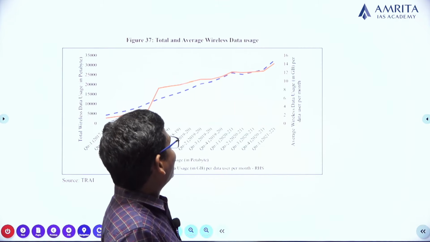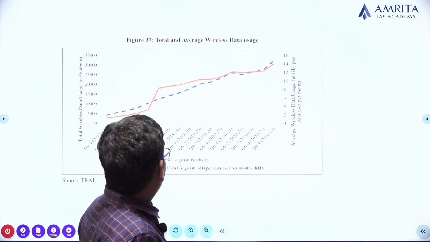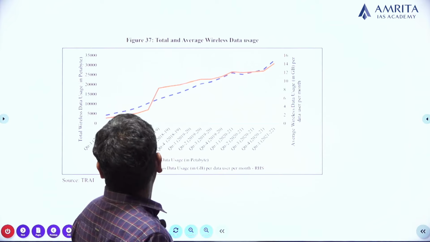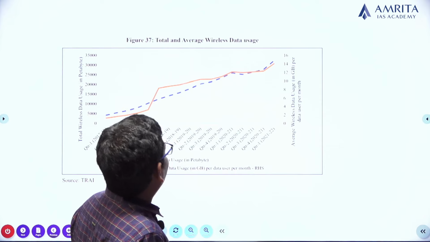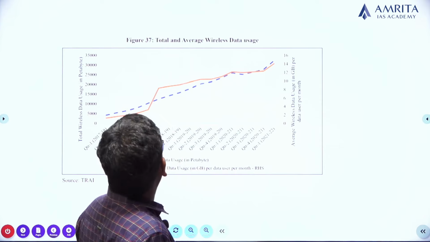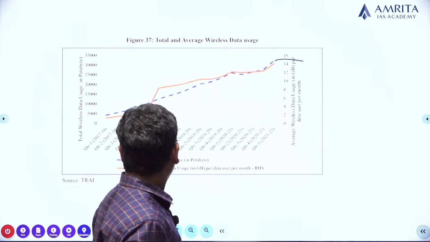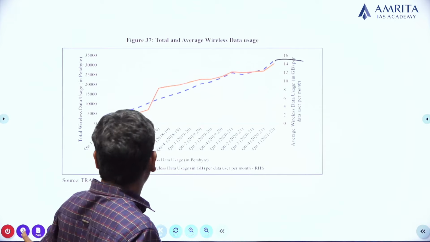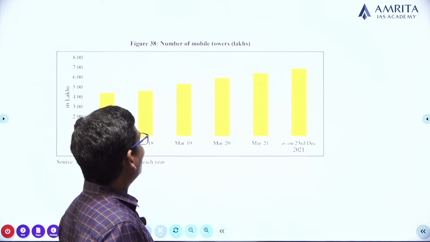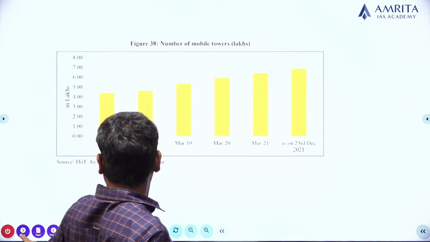Total average wireless data usage, but they have given it quarter-wise. If you take it, it's increasing. The data per person per month is now 15 GB. The number of mobile towers is increasing, which shows the tele-density.